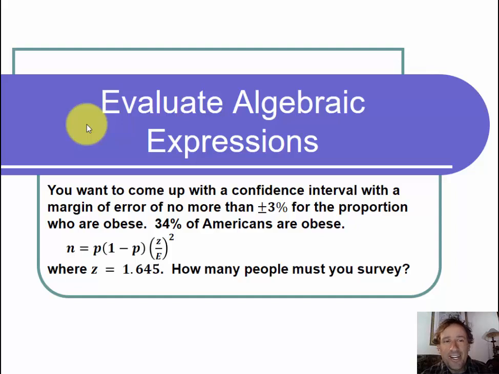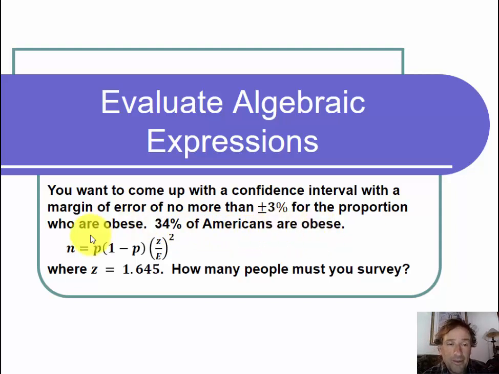This is a video on how to evaluate algebraic expressions. The question states, you want to come up with a confidence interval with a margin of error of no more than plus or minus 3% for the proportion who are obese in your community. 34% of Americans are obese.